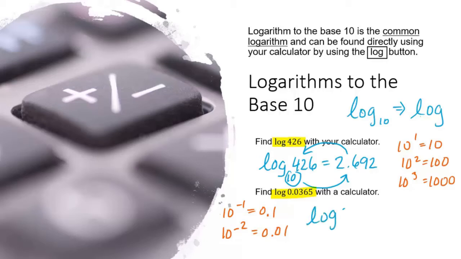So the logarithm of 0.0365 to the base 10, if I punch that into my calculator, I find is -1.438. Once again, this means 10 raised to the power of -1.438 is approximately 0.0365.